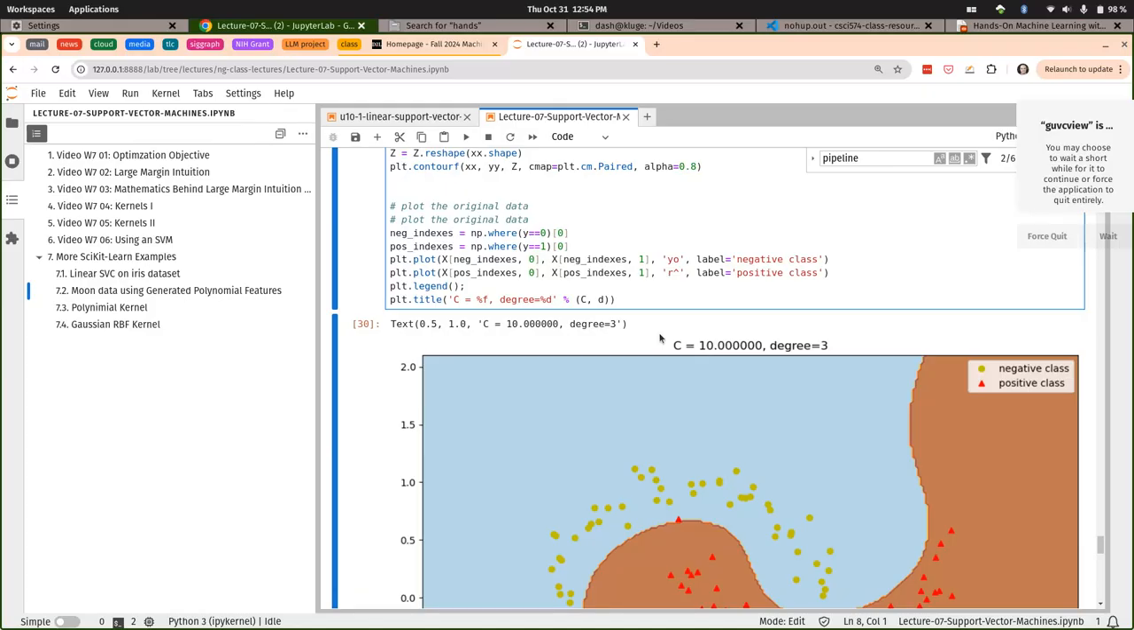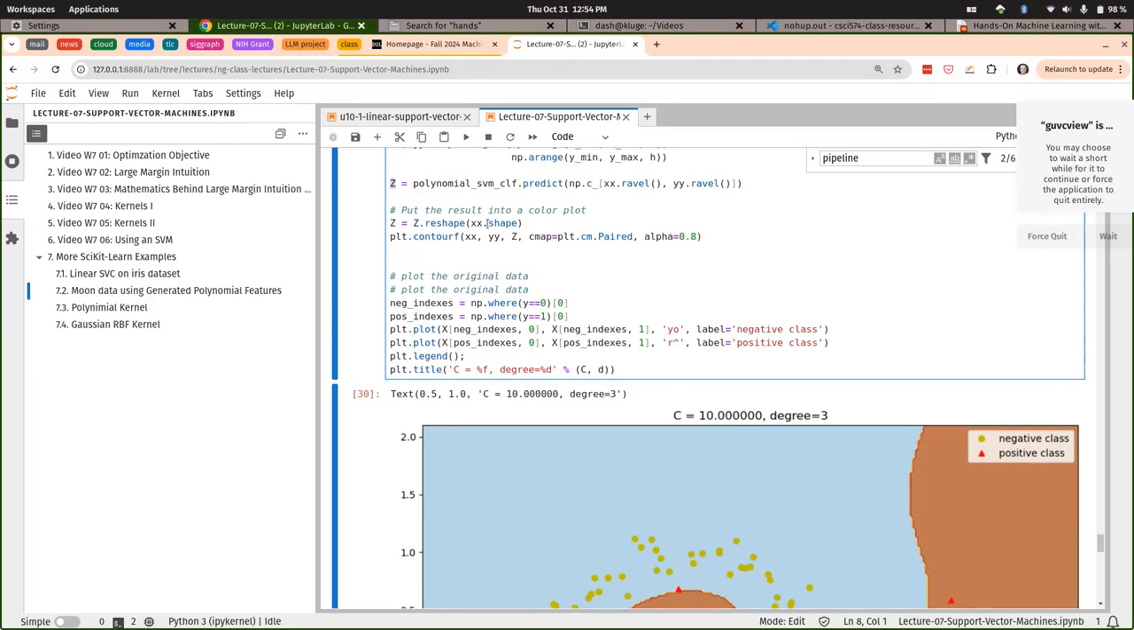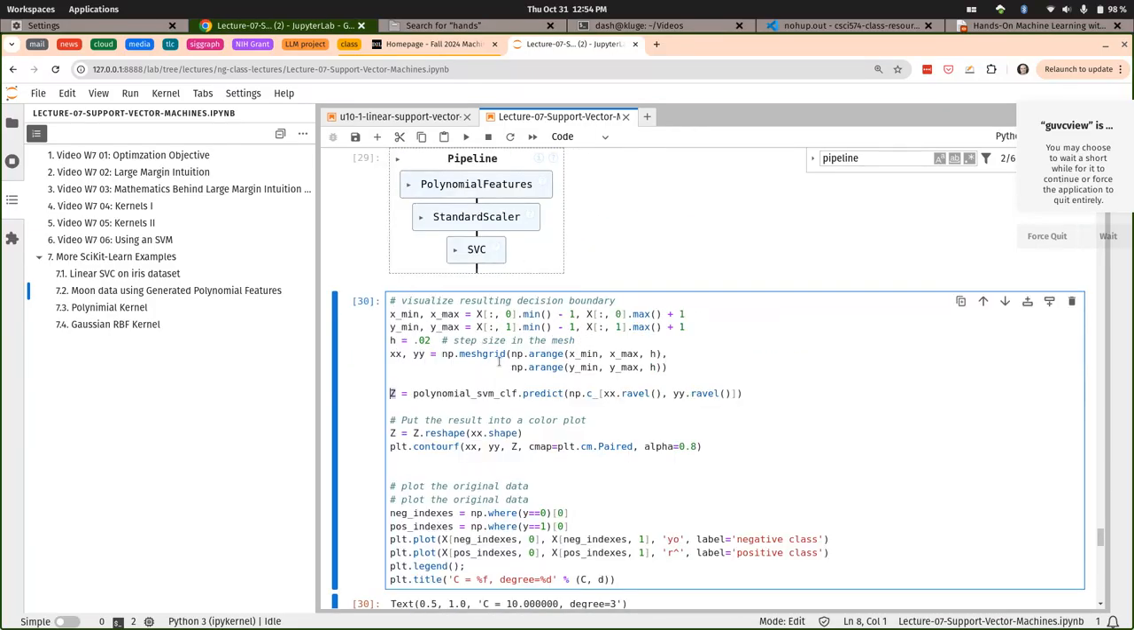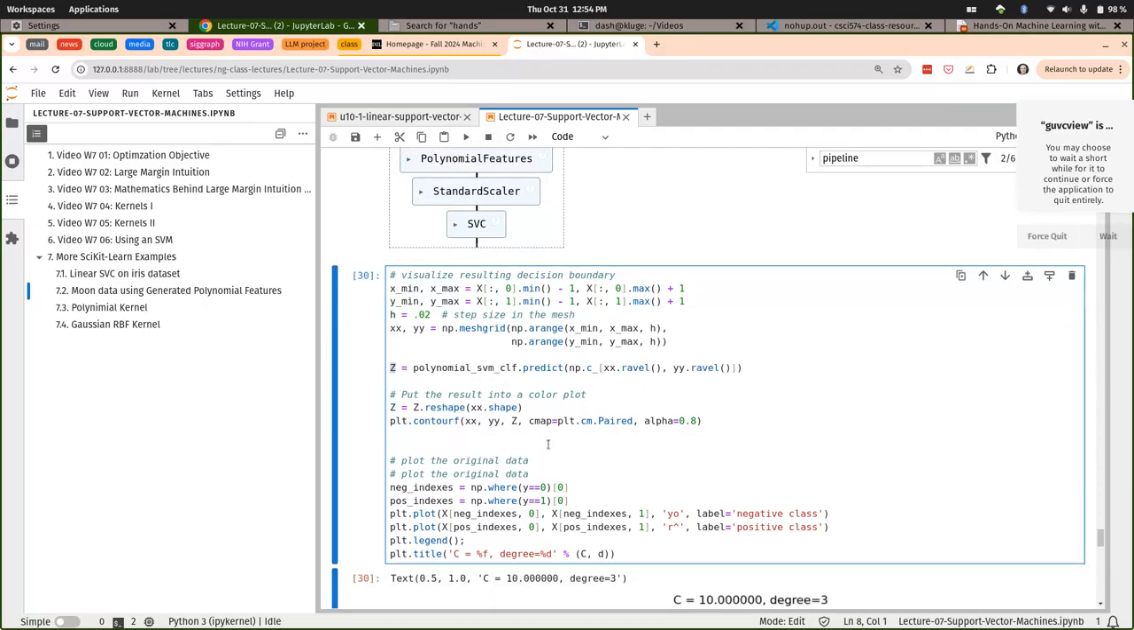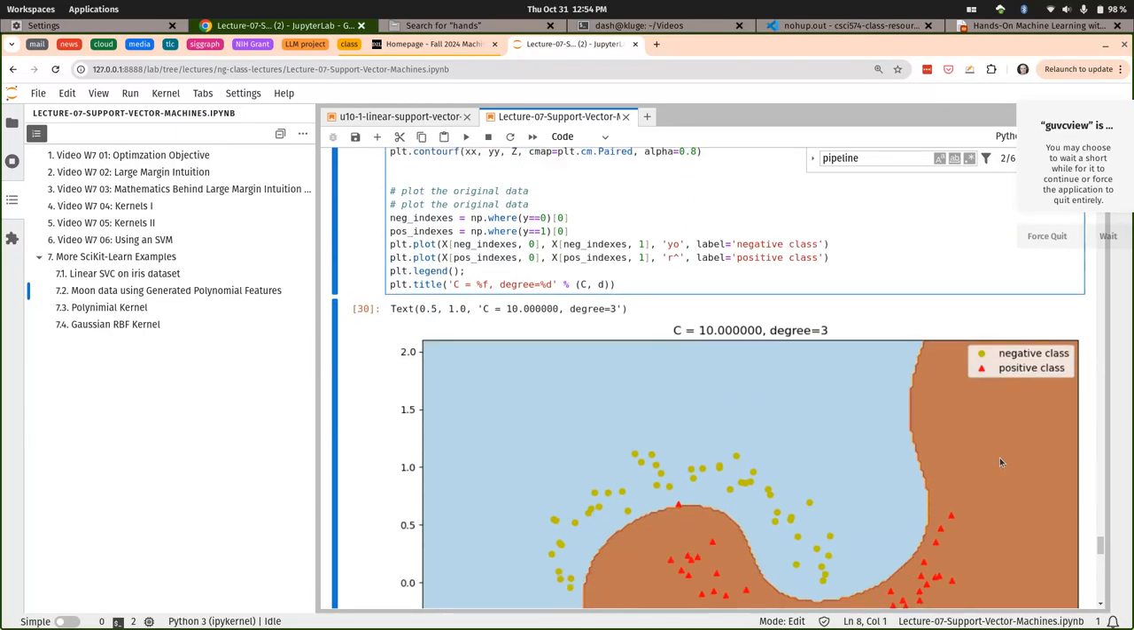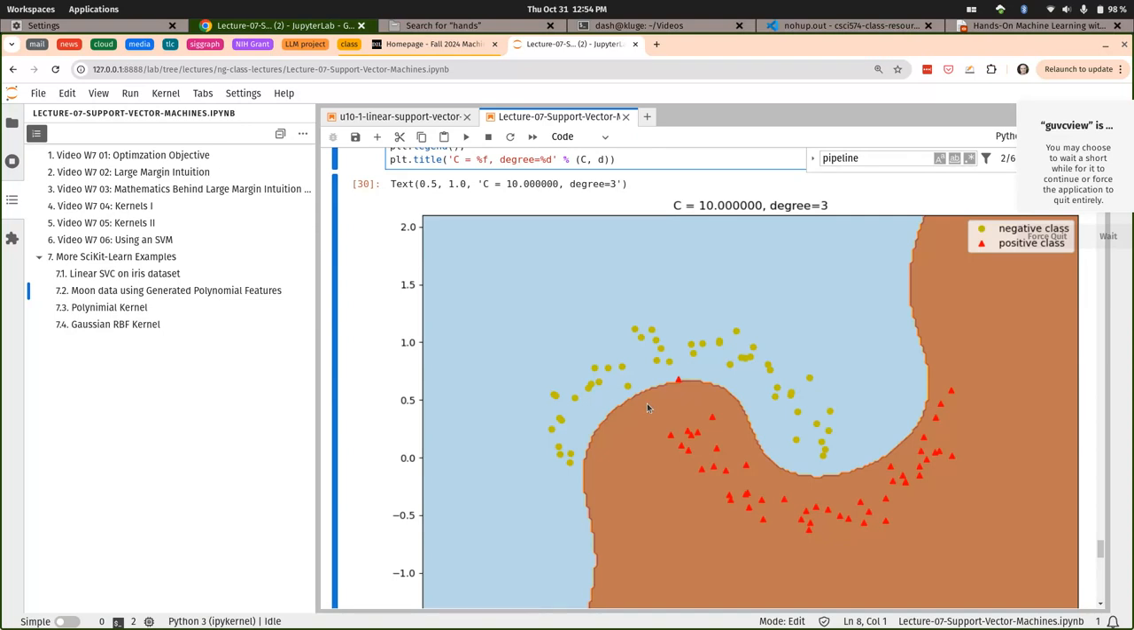Hopefully that makes sense, but I do ask you to do this a couple times on assignment four, so you can do something similar. You might have to modify this kind of code depending on what we're doing, but you should be able to see nonlinear decision boundaries using a contour plot like this.